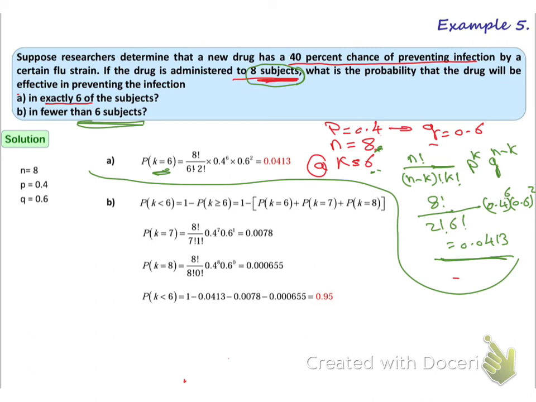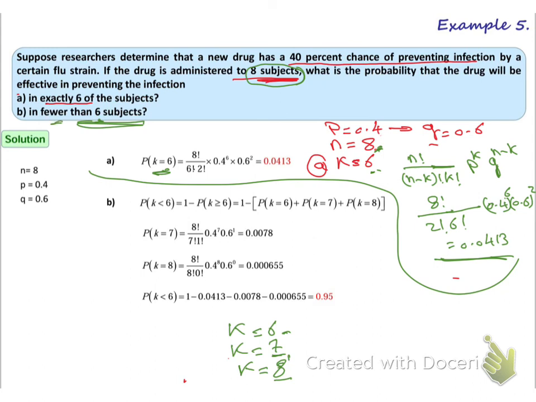So instead of saying fewer than 6, I can say more than or equal to 6, so 6, 7, and 8. I can calculate only 3 times, for 6, 7, and 8, and take 1 minus the probability of these 3. So one time k equals 6, k equals 7, and k equals 8. These are the 3 potential possibilities, because I make the opposite, the other way around.